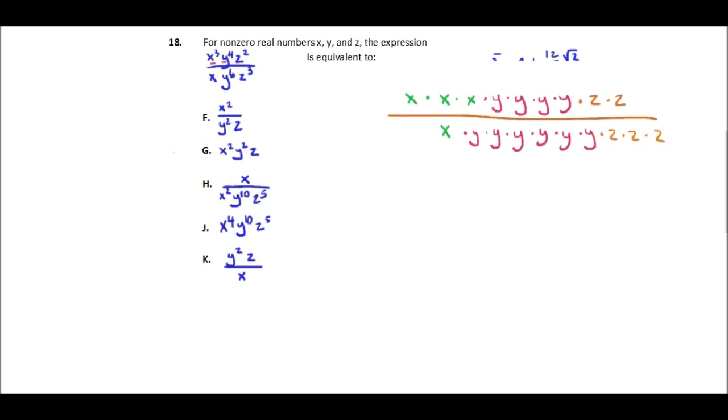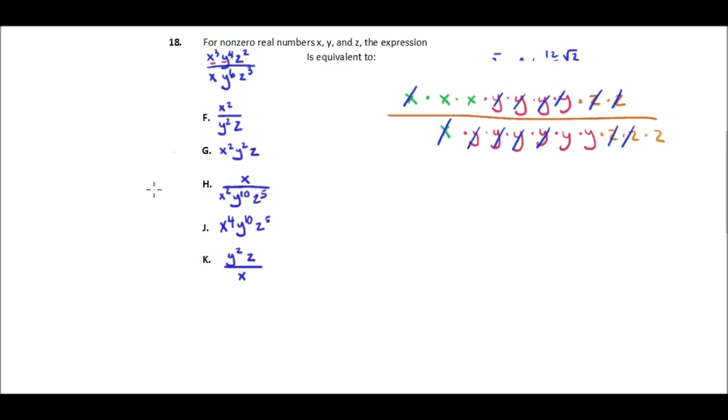What do you do when you have a fraction and you have the same thing on the top and the bottom? You simply cancel, right? So I can cancel 1 x here and 1 x here. I can cancel 4 y's on the top and 4 on the bottom, right? I can cancel 2 z's on the top and 2 z's on the bottom.